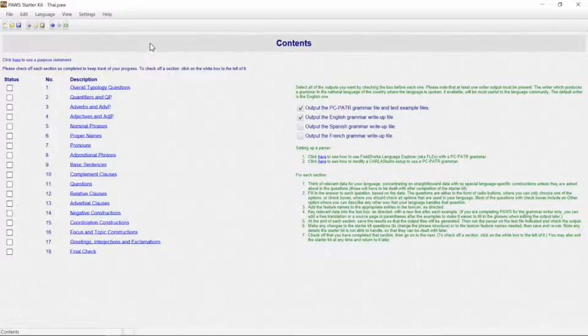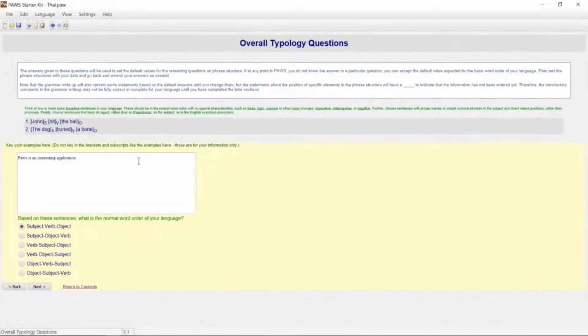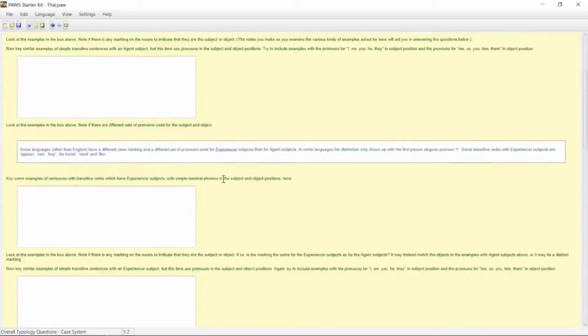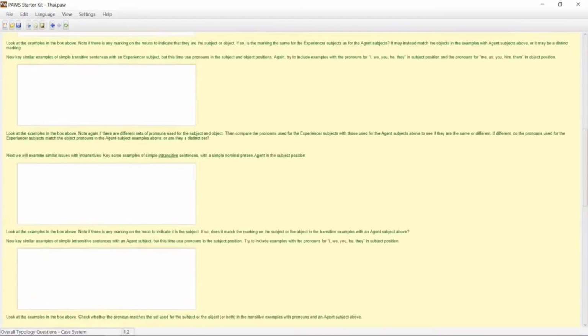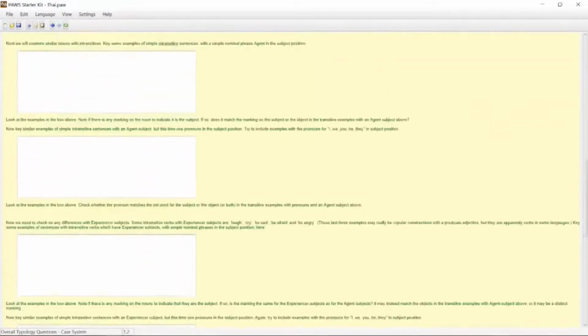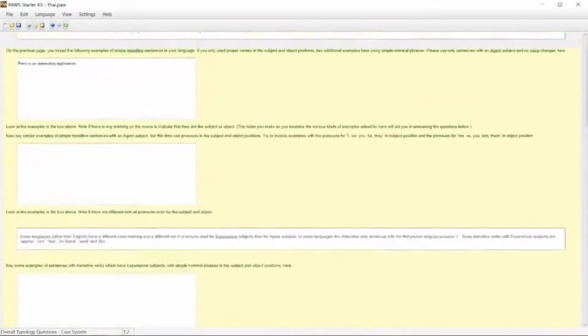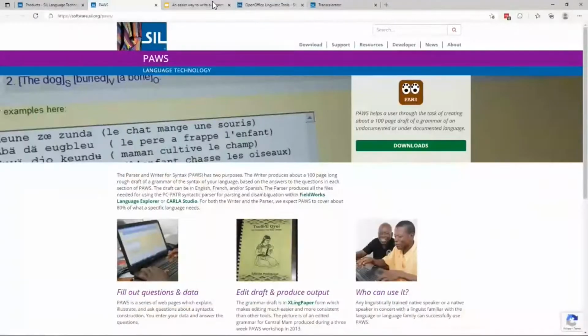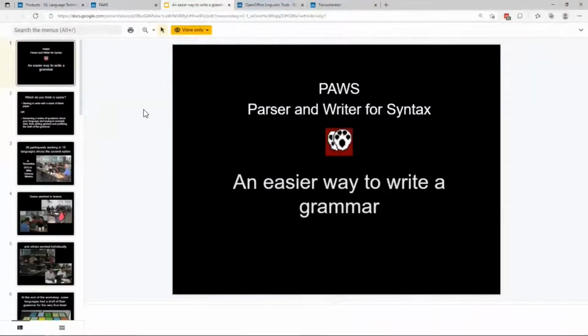I'll show you some questions. These are overall typology questions, and you just work your way through them, answering some questions. I'm not going to try to answer them because it'll betray my definite lack of knowledge. You work through them over time; you don't sit down at one go. It remembers and saves. The documentation for PAWS actually has a Google Slides presentation that I'm going to use to demonstrate how it works.